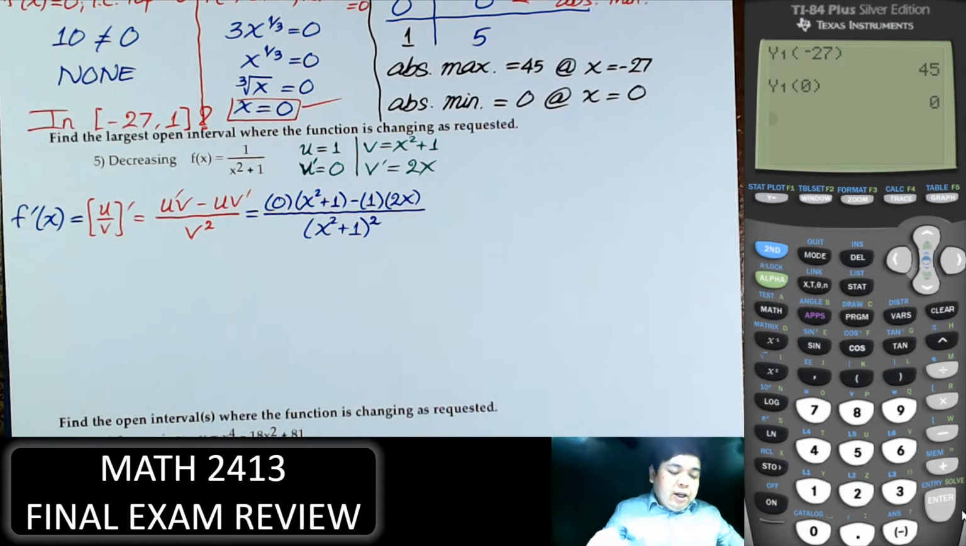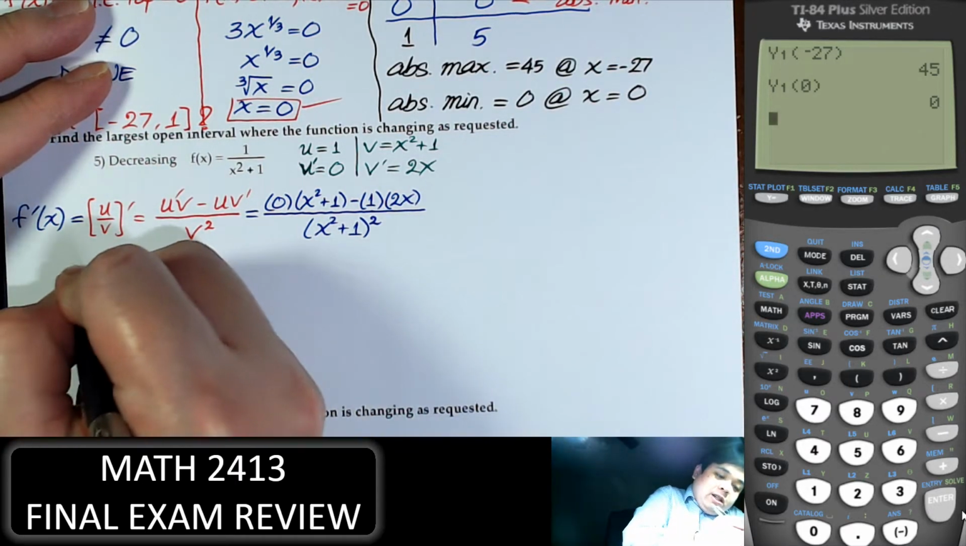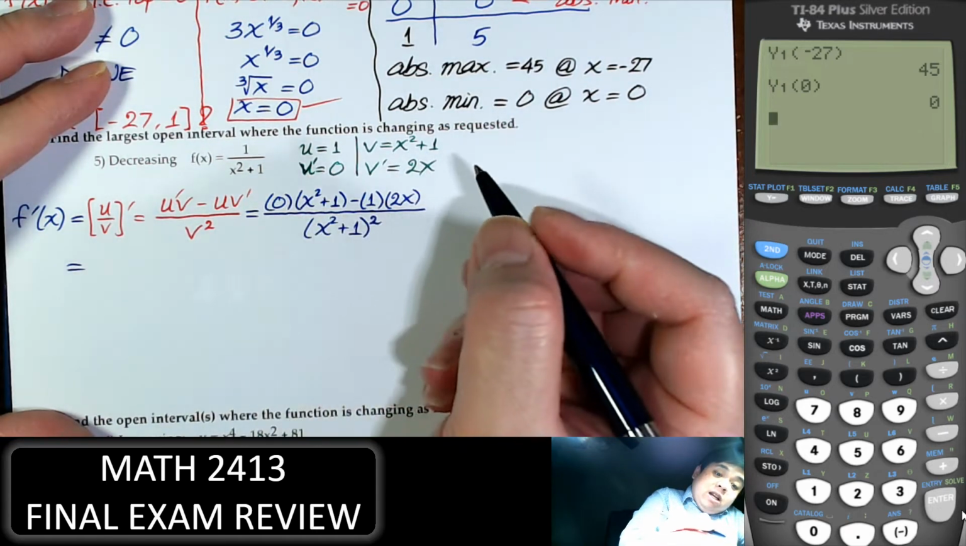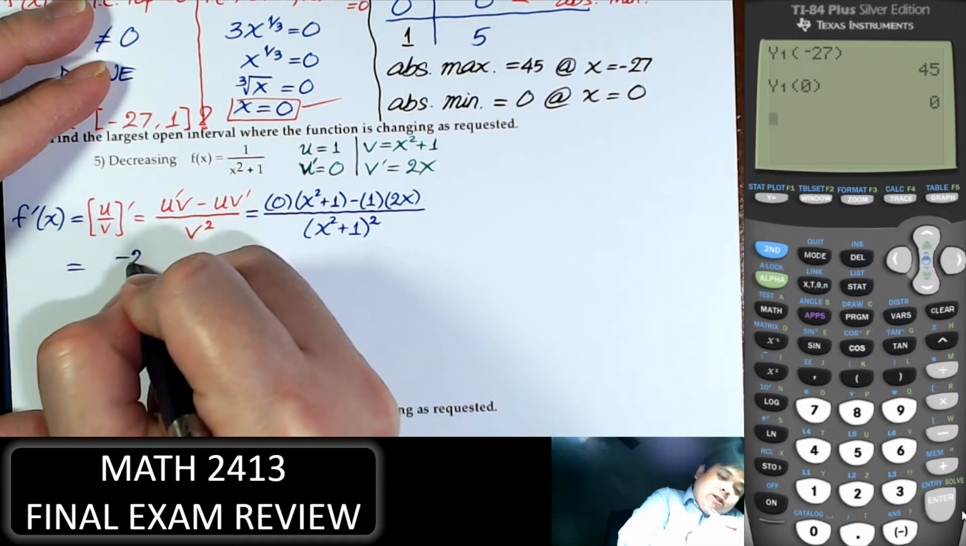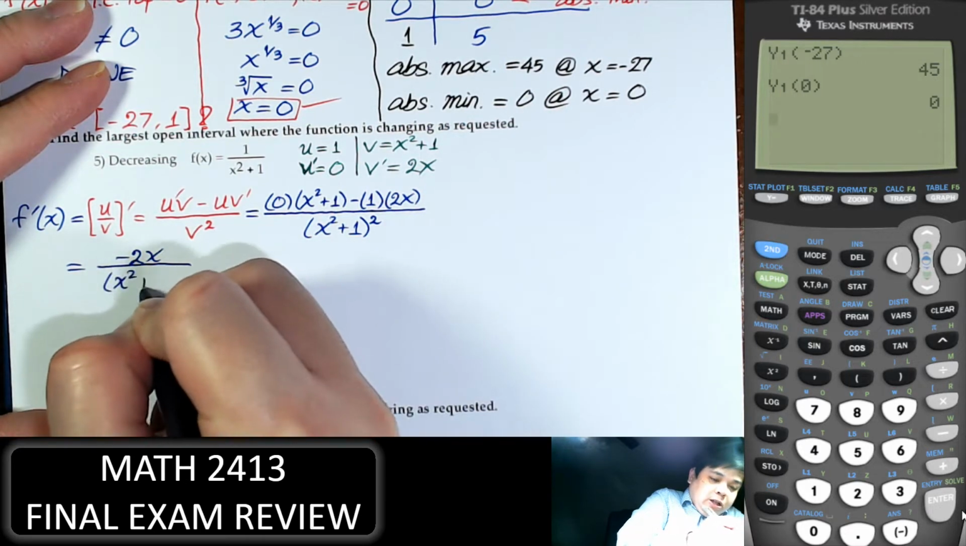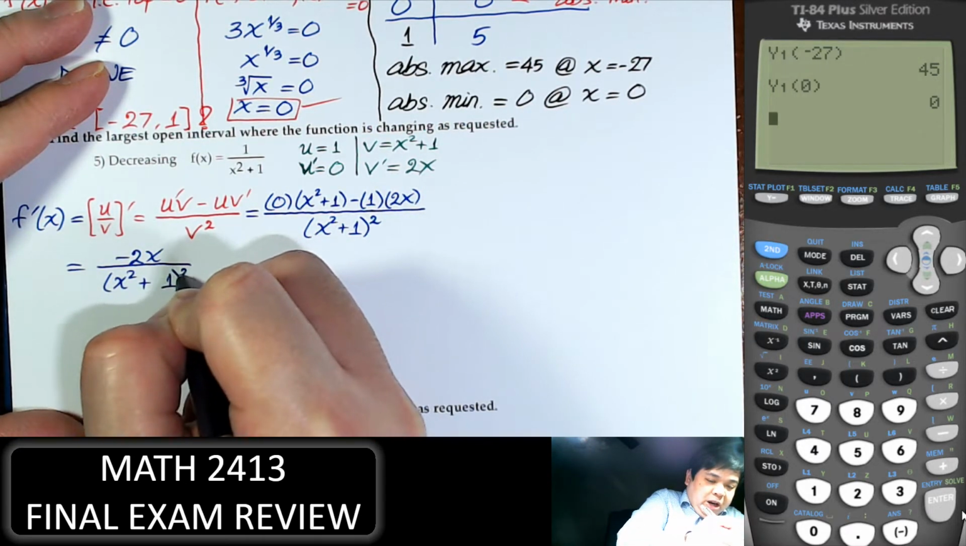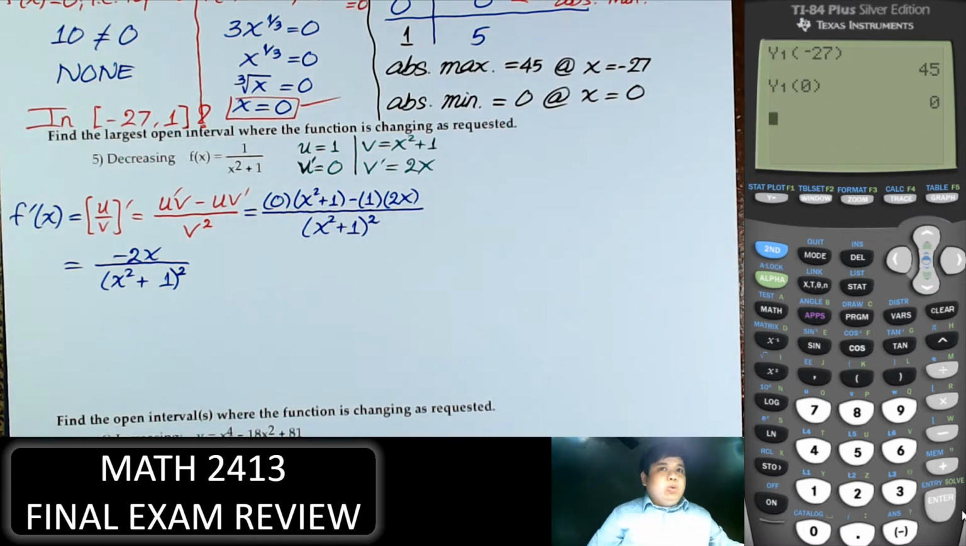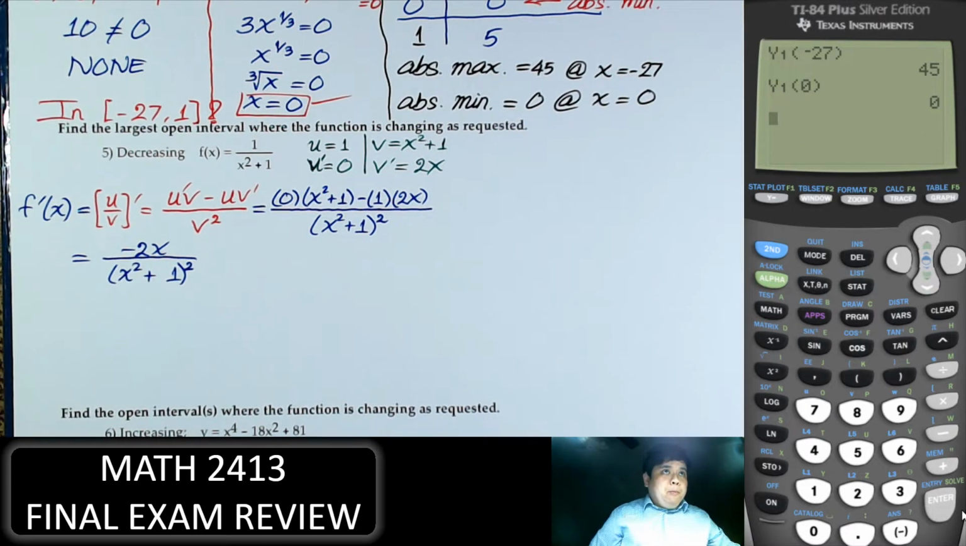Let's just simplify that. 0 times anything is 0, so that's negative 2x over x squared plus 1, squared. I will not multiply out the denominator. Usually when we do the quotient rule, we don't multiply it out.